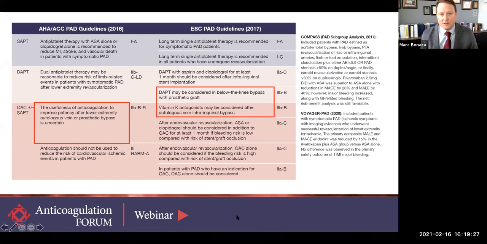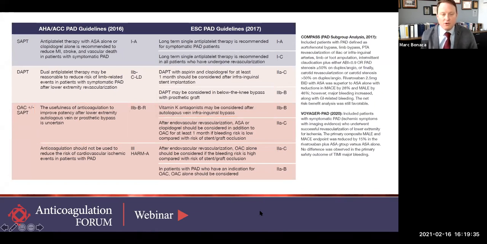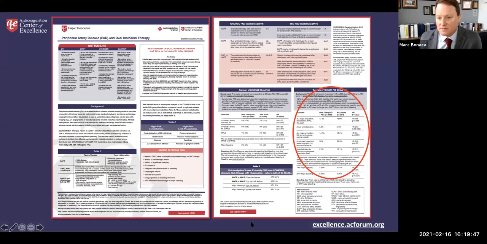Now, the Voyager PAD trial is a complementary trial, but it really extended these observations to exactly the patient that we're talking about. It was the post-revascularization setting, either endovascular or surgical. And it also allowed patients to have a background of clopidogrel, just as we saw in the current patient.